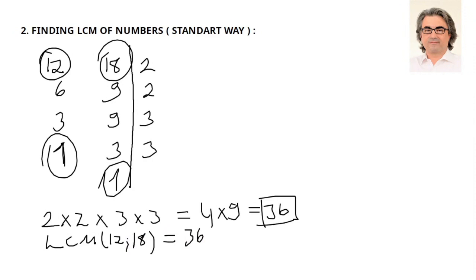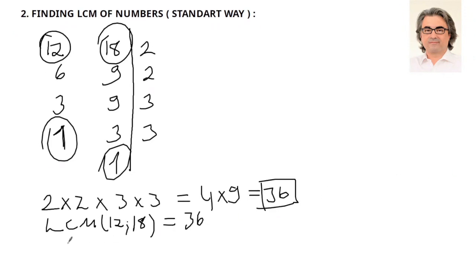36 is the least common multiple of them. Now you may find the other common multiples of 12 and 18, because other common multiples are the multiples of the least common multiple of 12 and 18. So let's write the multiples of 36. The first one 36, then 36 times 2, 72, 36 times 3, 108, and so on. These are common multiples of 12 and 18.